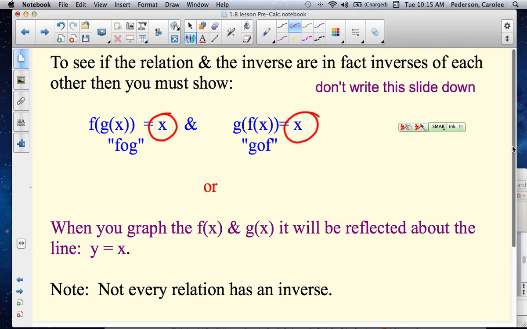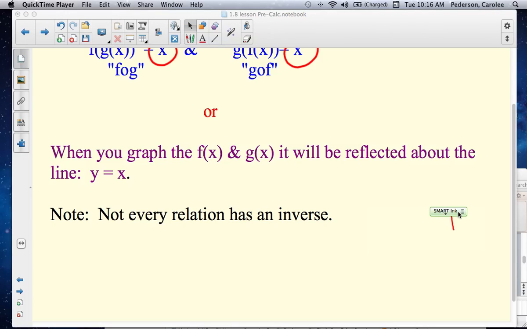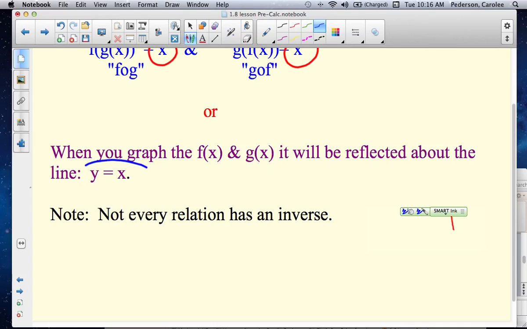A second way to show it, that you'll be doing in your homework, is to graph the two functions out and show the line of symmetry about y equals x. That's the other way. All right, let's go ahead and do the next example. This is what I do want you to write down, is to practice this.